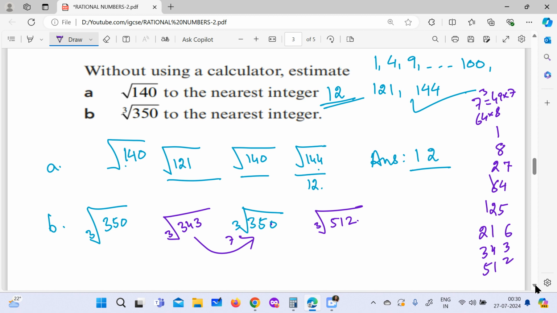So what is the cube root of 343? This is 7. So we will say that the estimate for the cube root of 350 to the nearest integer is 7. I hope this is clear to everyone, how to estimate the nearest integer of a square root and cube root. Yes, this is one important question.